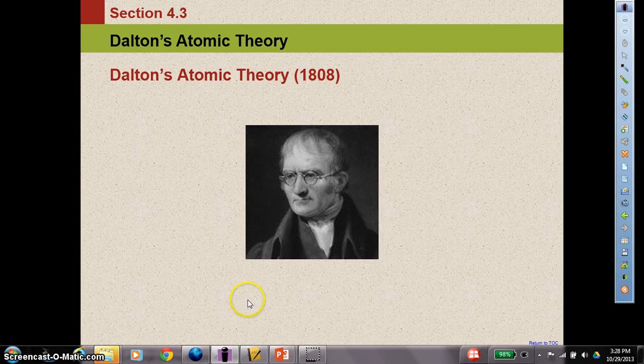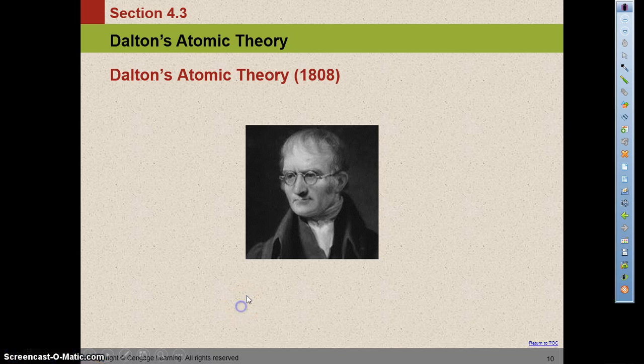So these observations were put together by a man named John Dalton, and this is a picture of Mr. Dalton, and he came up with what is known as Dalton's atomic theory in 1808. There's been a couple of amendments or changes to his theory, but for the most part it holds true. Let's take a look at each one of the steps of his theory.